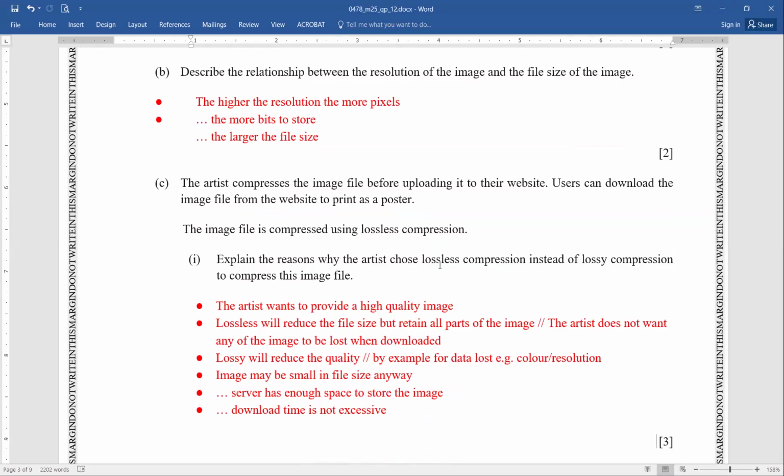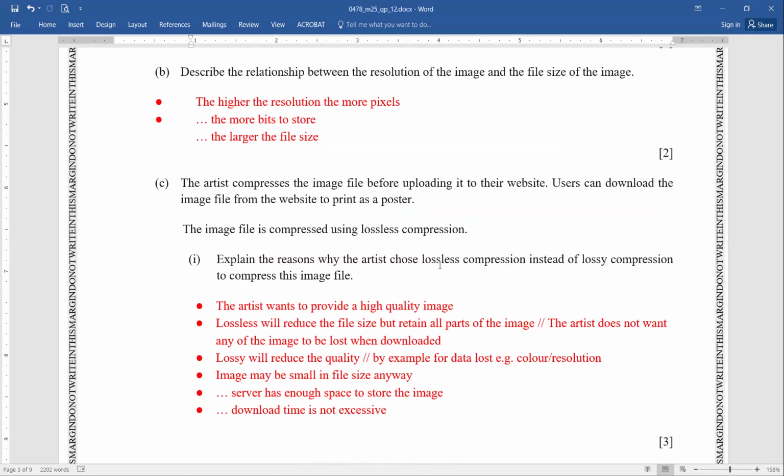So if you have understood the whole thing properly, then you can actually frame a very good answer for your own self. Like the artist wants to provide a high quality image. Lossless will reduce the file size, but retain all parts of the image. Like this is what it will happen.